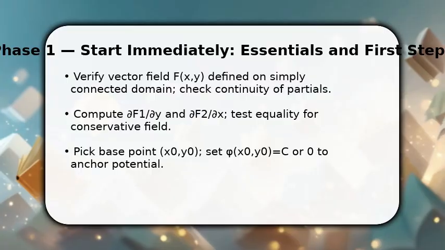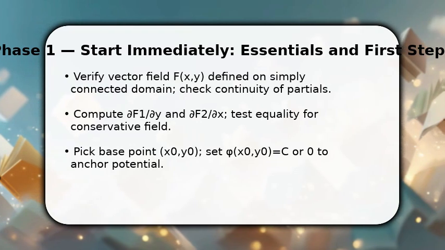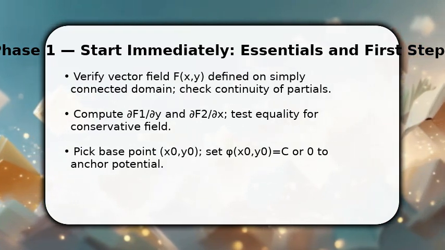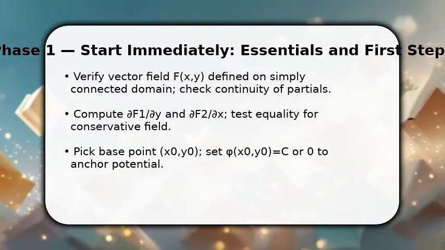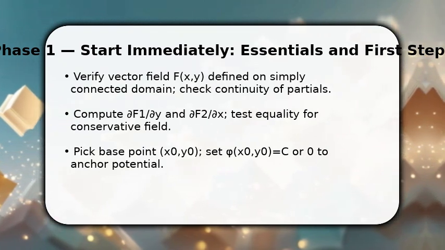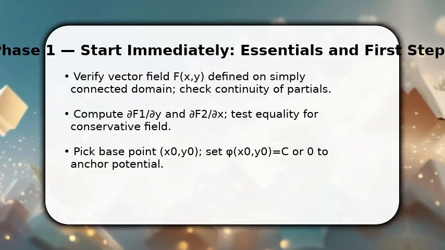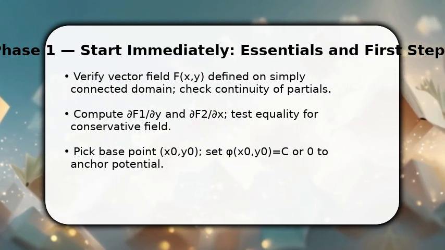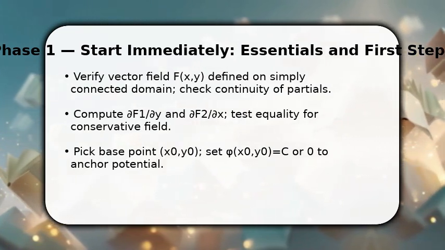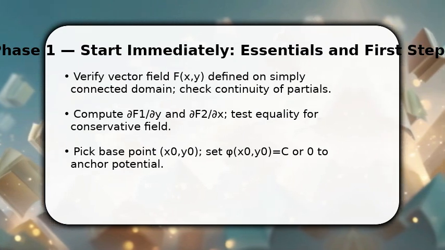You begin by confirming the prerequisites. Make sure the vector field is defined on a simply connected region and its partials are continuous. Next, compute the mixed partials, ∂f1/∂y and ∂f2/∂x, and check they match. If they do, the field is likely conservative.